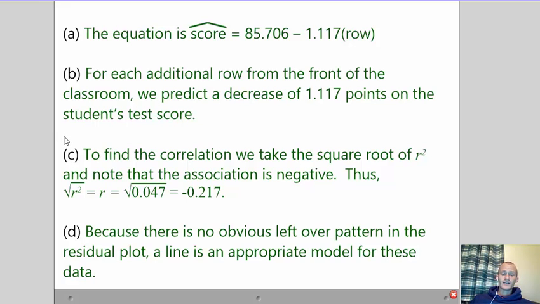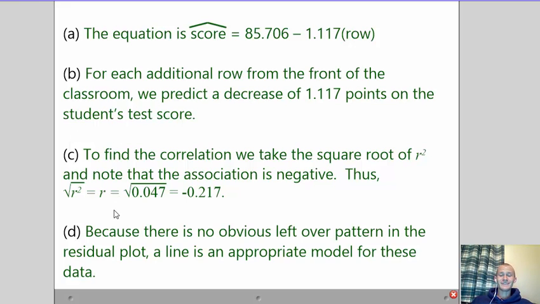For C, it says to find our correlation coefficient. From our computer output, you can see the r squared column, and our r squared value is 0.047. If we know what r squared is, we can take the square root of that to figure out r. Because we applied the square root, this could either be a positive or negative value, so we look at the association. You can also look at the slope. If the slope is positive, this would be a positive number. If the slope's negative, this will be a negative number. Since the association, as we go from left to right, is negative, this will be negative.